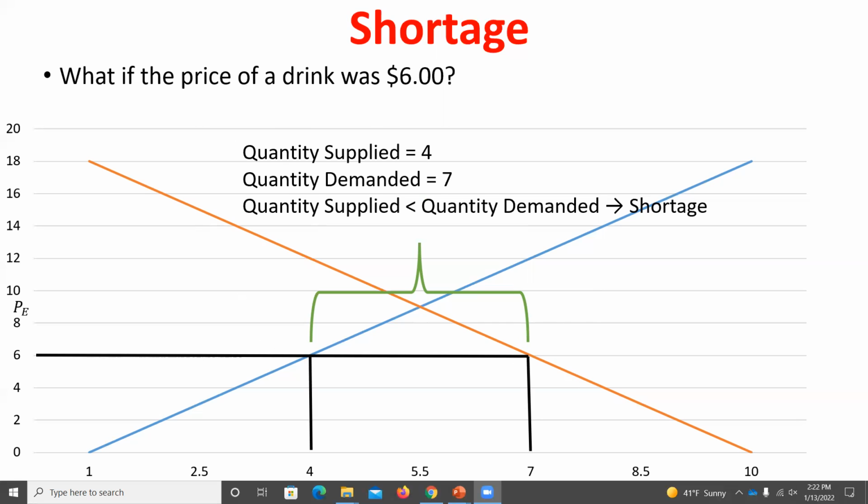So it's going to work exactly the opposite of a surplus, where we now have quantity demanded being greater than our quantity supplied. So we'd say that there's not enough product out there, or we have a shortage. Okay. Questions on this for people?